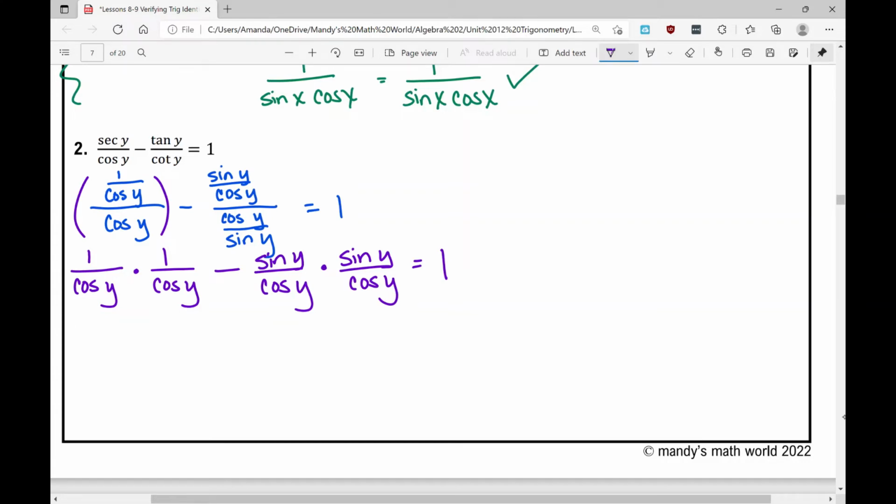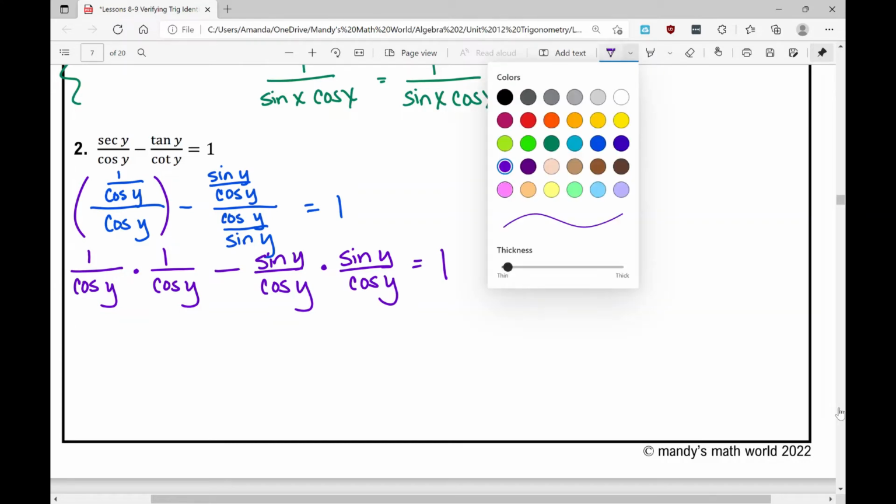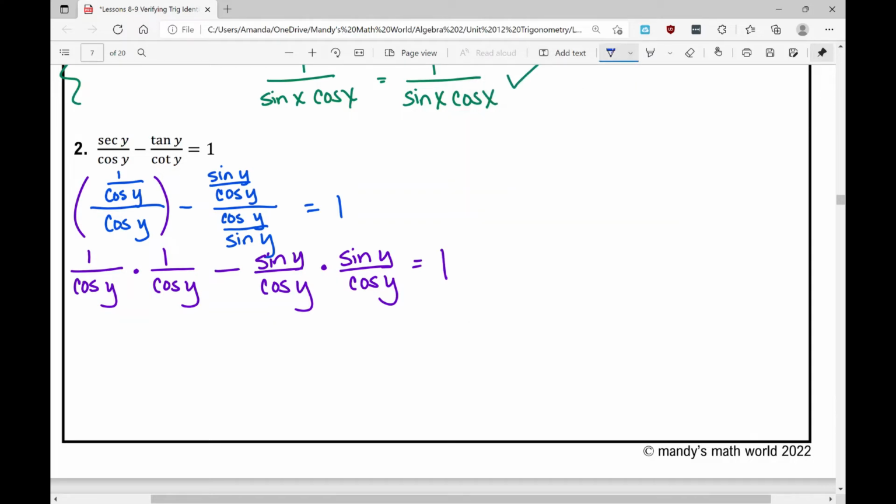And now what do we have here? Let's see, I'm going to use a different color. Let's go back to blue. And now in this first product on the left, 1 over cosine y times 1 over cosine y, well, that's 1 over cosine squared y minus, what would this be right here? Sine y times sine y is sine squared y over cosine y times cosine y is cosine squared y equals 1.